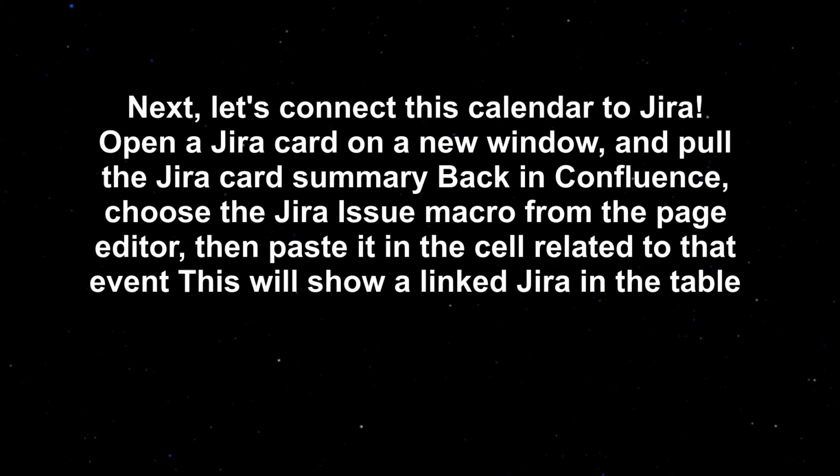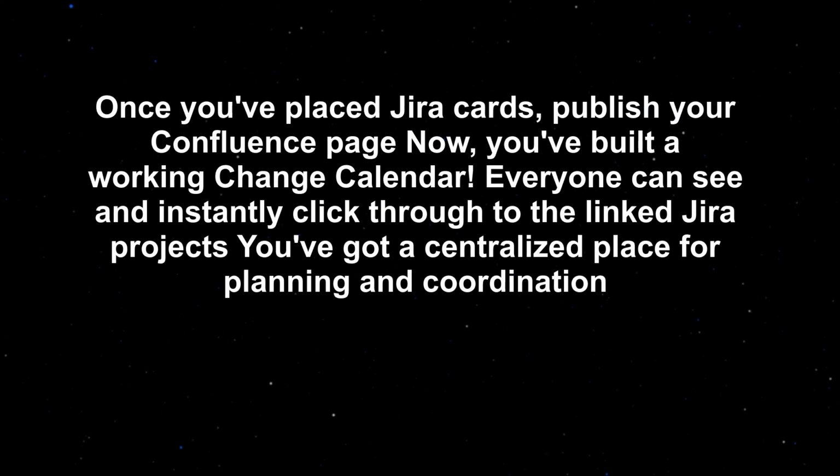Open a Jira card in a new window and pull the Jira card summary back into Confluence. Choose the Jira issue macro from the page editor, then paste it in the cell related to that event. This will show a linked Jira in the table. Once you place Jira cards, publish your Confluence page.